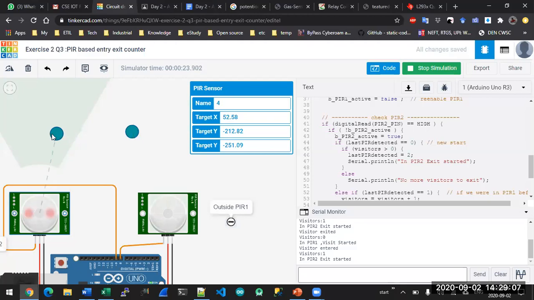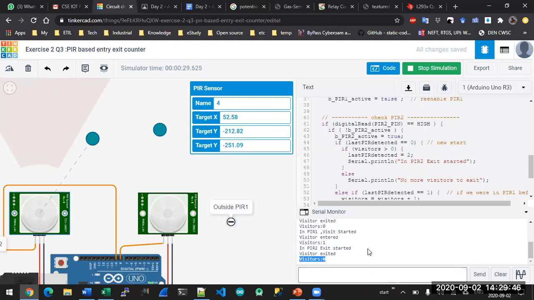Whatever he is doing in front of PIR2 or at the door side, no action is taken. Now when the person has moved from the PIR2 sensor and goes to the PIR1 sensor, you can see the visitor count gets to 0 again. So the visitor has exited. This way we prevent false incrementing and decrementing, because if a person moves past only one sensor, that means he has neither entered nor exited. He has just crossed the sensor and is waiting for something.